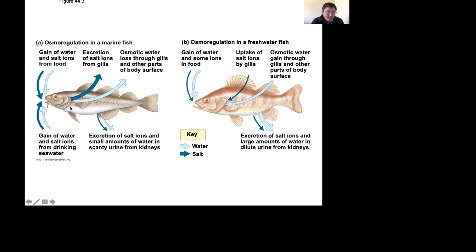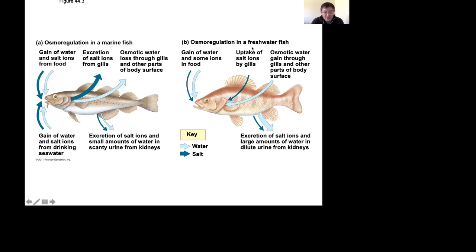Also, marine fish have a specific kidney, so their kidney can expel more salt into the urine. Their kidney can absorb water back into their body. So marine fish use this way to keep the water in their body.